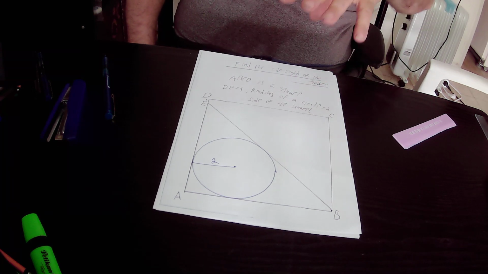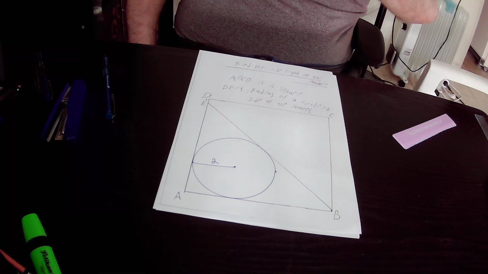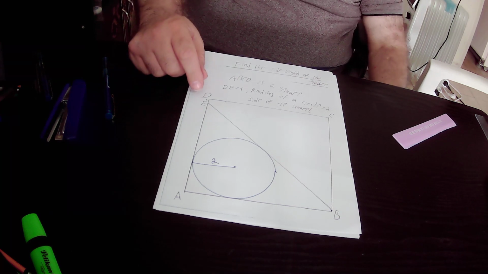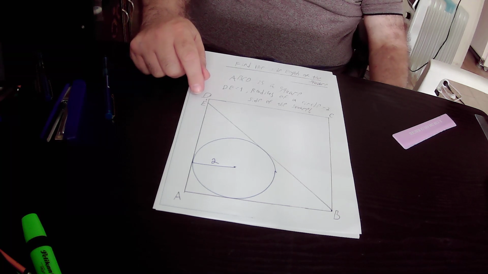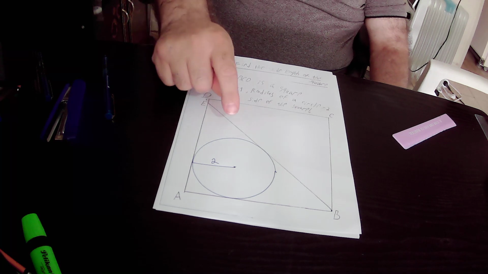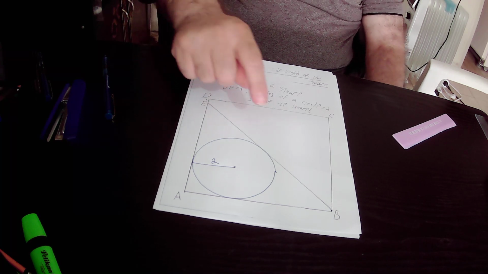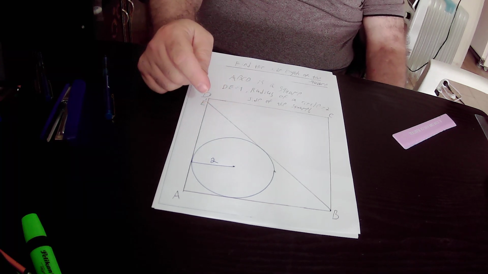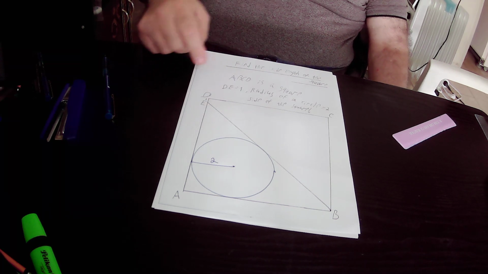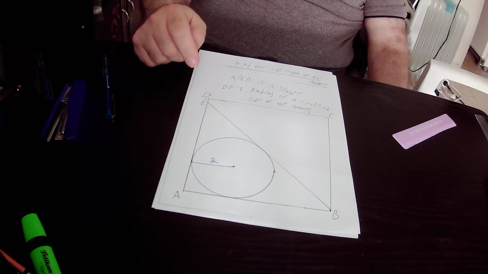Here in the drawing we have square ABCD. We know that the short line segment DE equals 1 unit. Inside this square we have this circle, and we know that the radius of this circle is equal to 2 units. And we want to find out the length of one side of square ABCD.